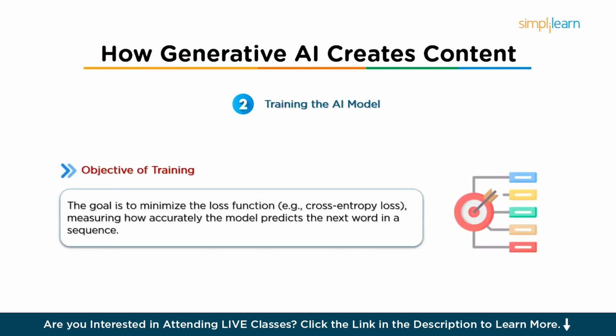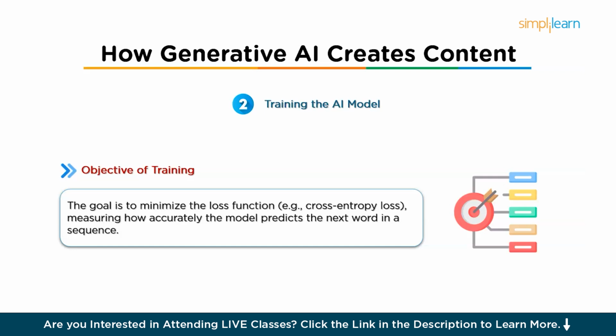And then we have the objective of training. The core objective of training a text generation model is to minimize the loss function, which measures how far off the model's predictions are from the actual data. The most common loss function for text generation tasks is cross entropy loss, which evaluates how accurately the model predicts the next word in a sequence of words.